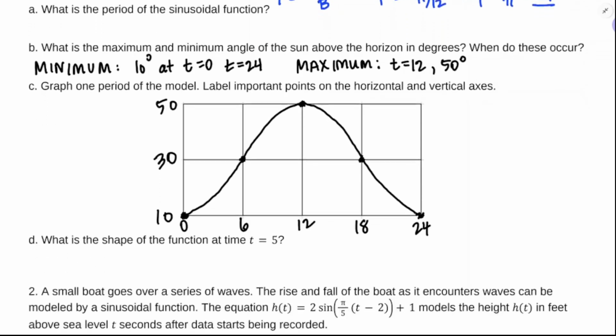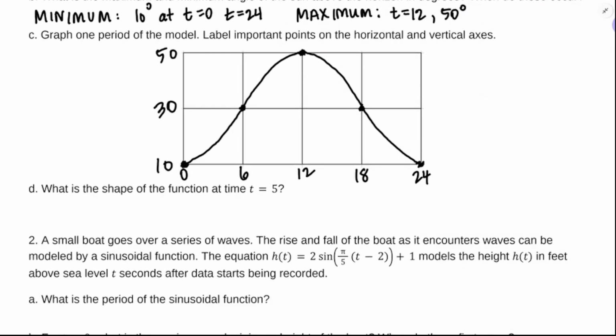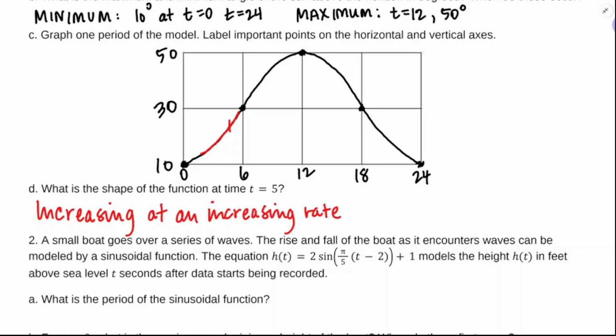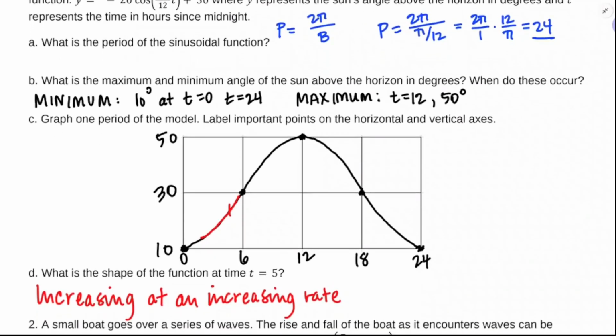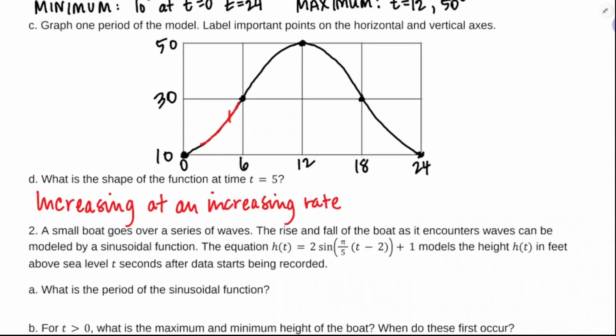When it asks us what the shape of the function is at time t equals 5, I think what we mean is: is it increasing, decreasing, concave up, or concave down? So t equals 5, I'm going to say it's right there. So the graph is going uphill and it's concave up. So I'm going to say increasing. But since I already said it's concave up, I might say increasing at an increasing rate. So the apparent position of the sun in the sky is increasing, and the rate of change of it is also increasing at t equals 5.